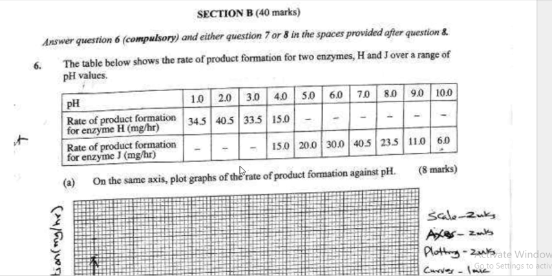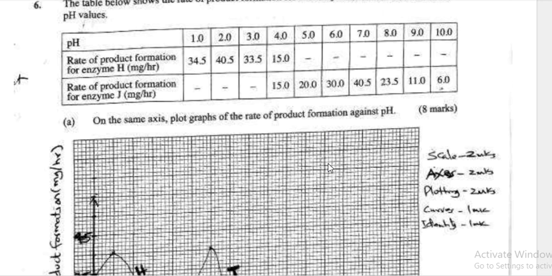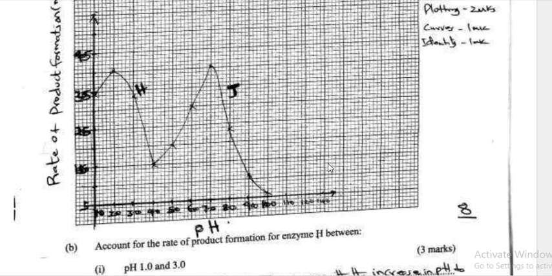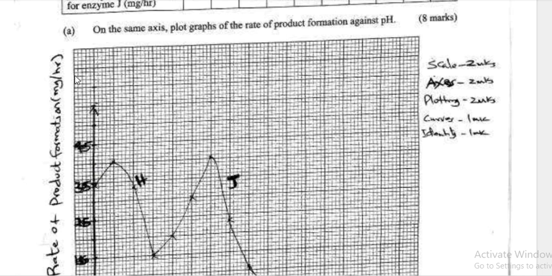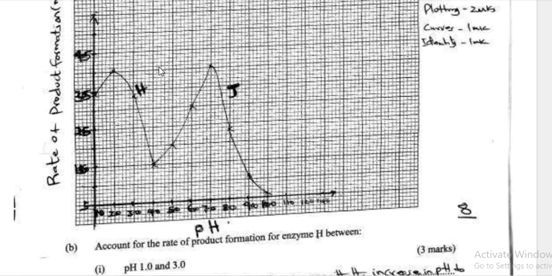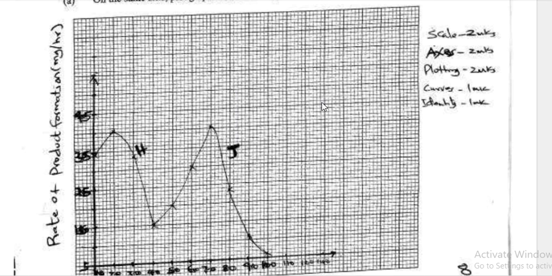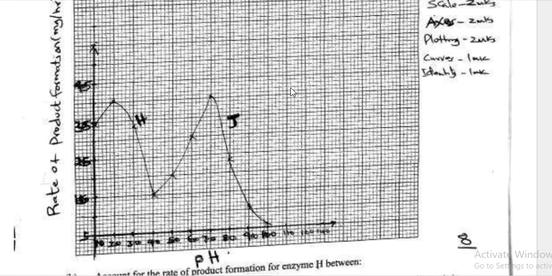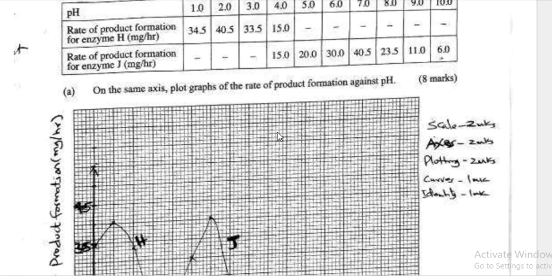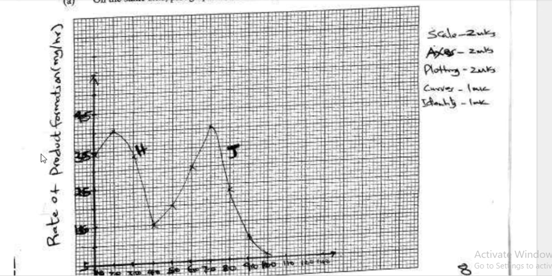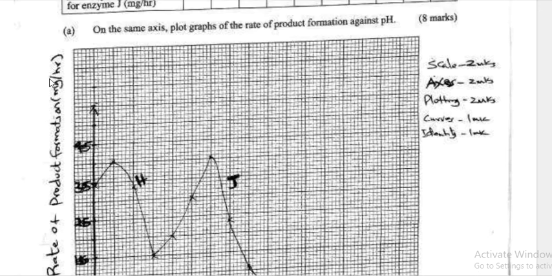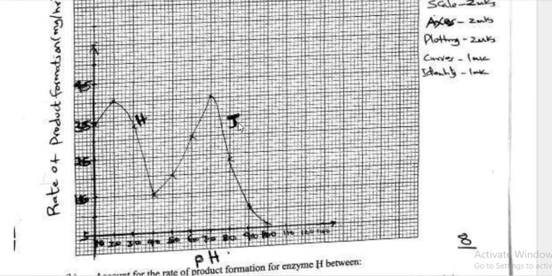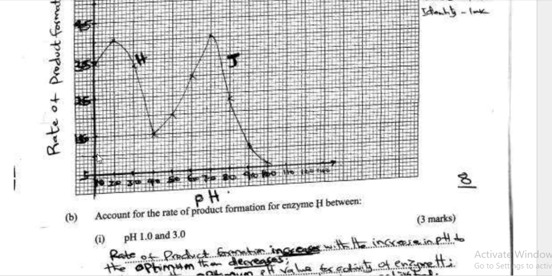On the same axis, plot graphs of the rate of product formation against the pH, and in this case the pH values will be on the x-axis, then rate of product formation on the y-axis. Remember, we must observe naming of the axis. That is the x-axis, the pH. Then y-axis we have rate of product formation, and don't forget to put the units, milligram per hour, for you to get the marks. Then origin, we must have an origin here.